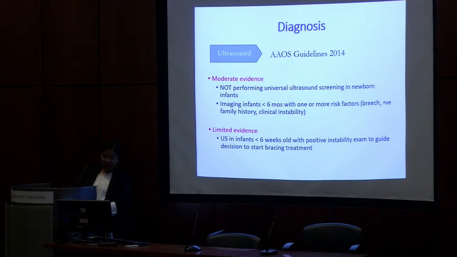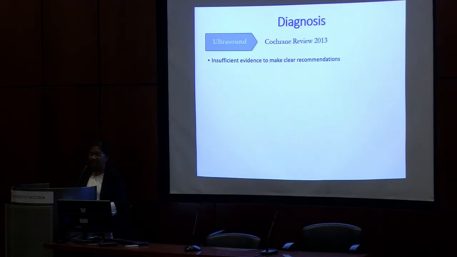There's also limited evidence in using an ultrasound to guide your decision to treat a child who has a positive instability exam in terms of when to start bracing. And that's because ultrasounds under the age of 6 weeks can look a little bit shallow. It's normal to have some shallowness. So if your physical exam is normal and they have some shallowness on the ultrasound and they're less than 6 weeks old, that doesn't necessarily mean that they have hip dysplasia.